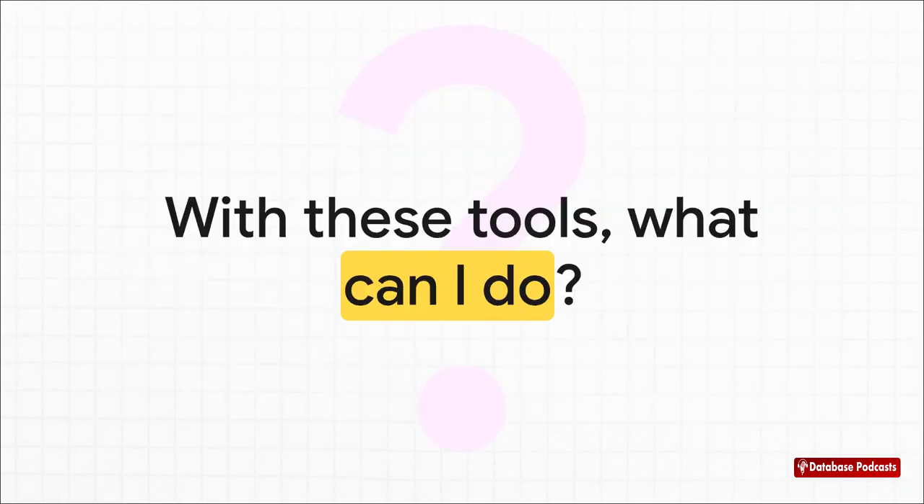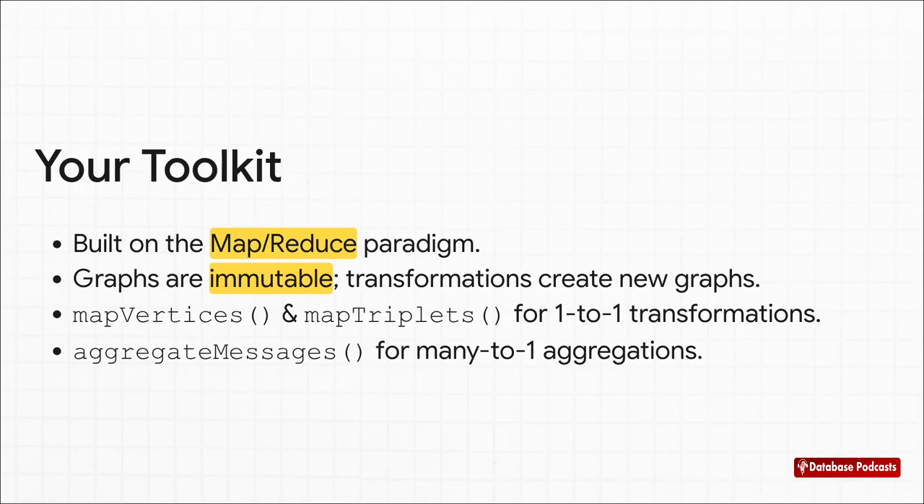So now we've seen both sides of the coin, right? We have mapping to transform the individual pieces, and we have reducing or aggregating to gather information from entire neighborhoods. When you put these two concepts together, you unlock the ability to do some seriously sophisticated analysis on your graph. Let's do a quick recap of what we've just added to our toolkit. So here's your graph transformation toolkit. At its heart, GraphX operations are all built on that powerful map/reduce idea.